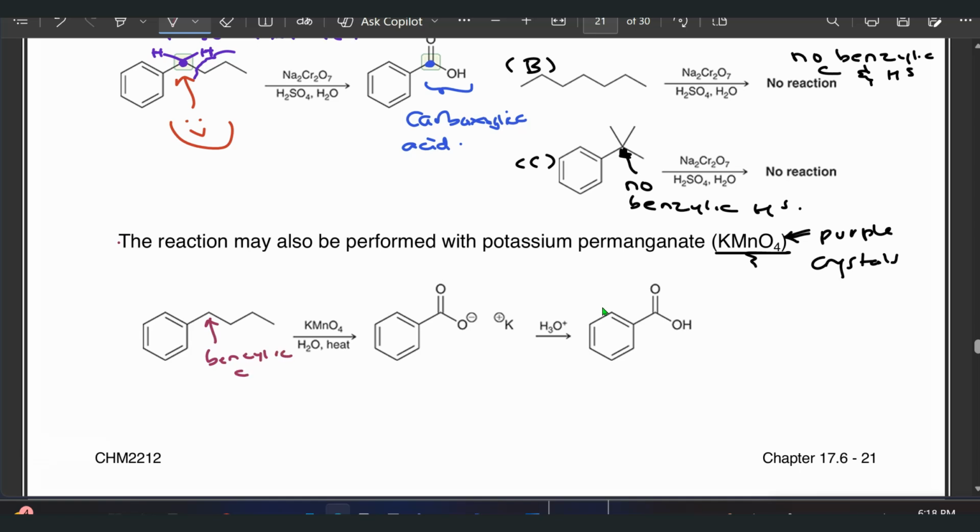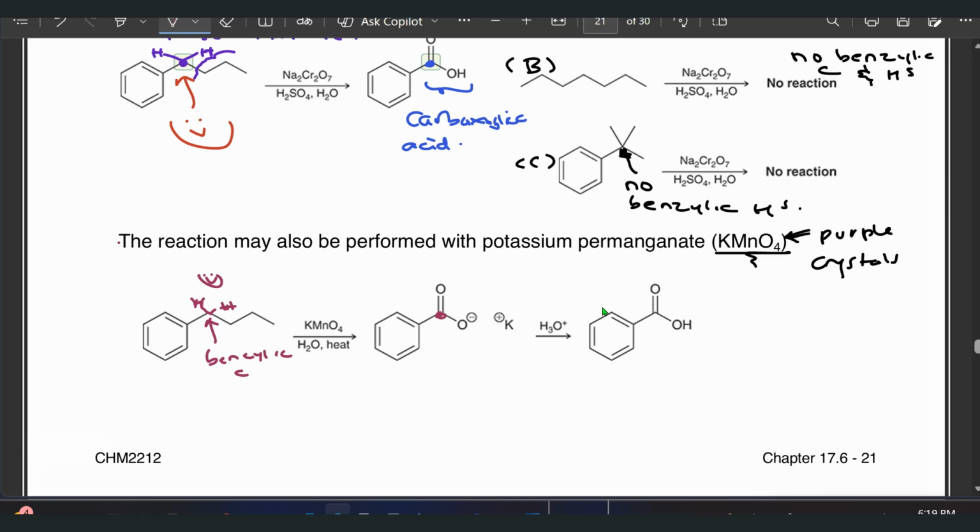So here I do have a benzylic carbon. Do I have hydrogens? Yes, I do have them. So this should work. Keep it. And so that's going to be oxidized.